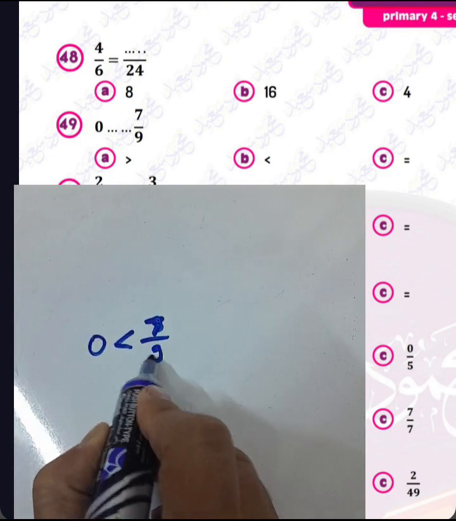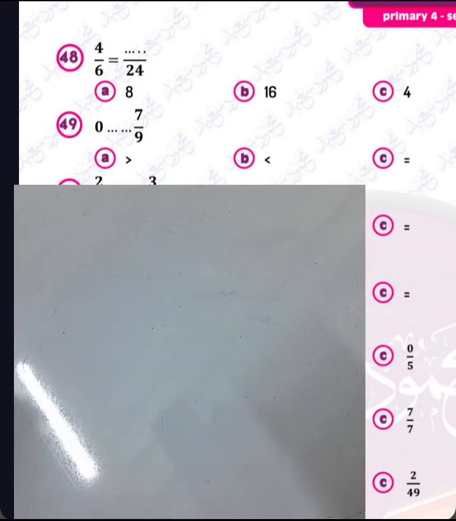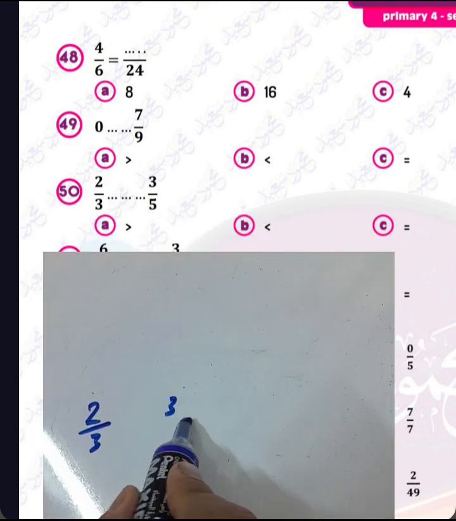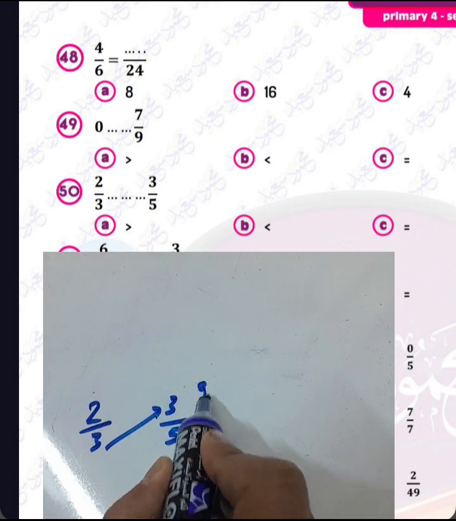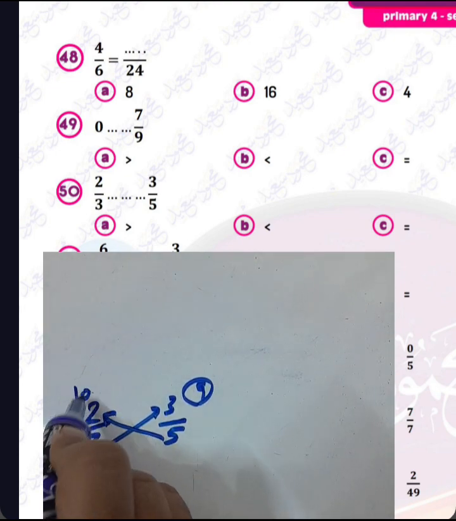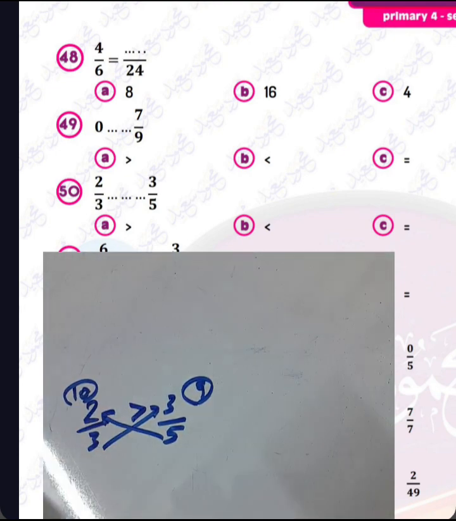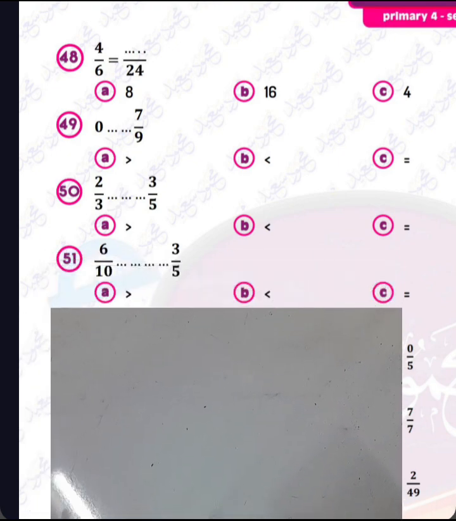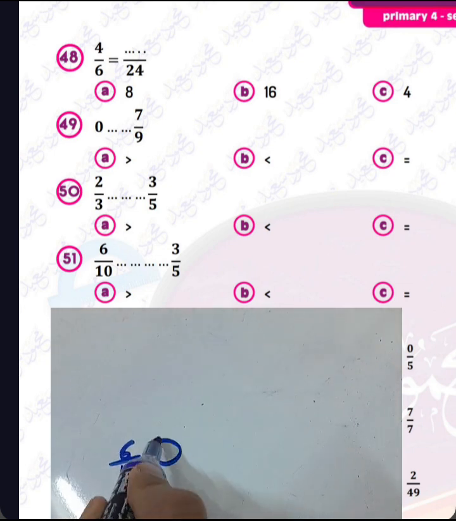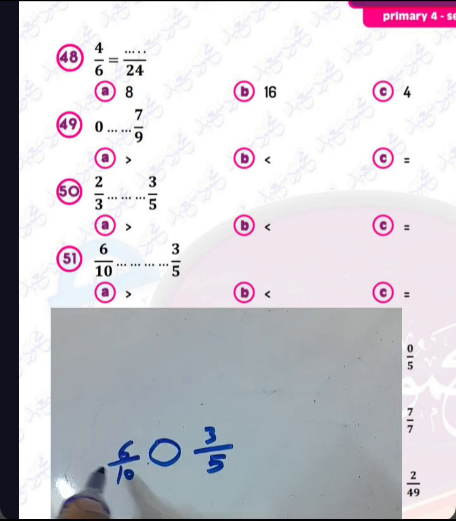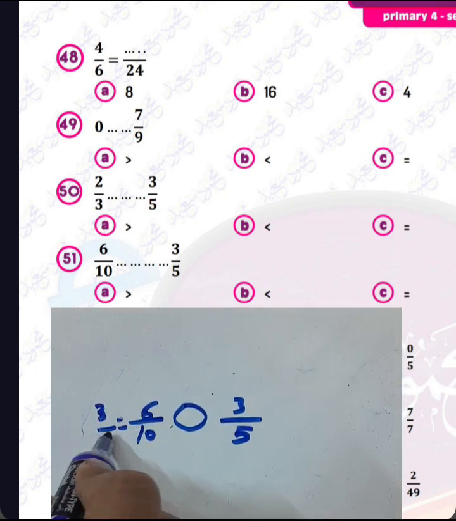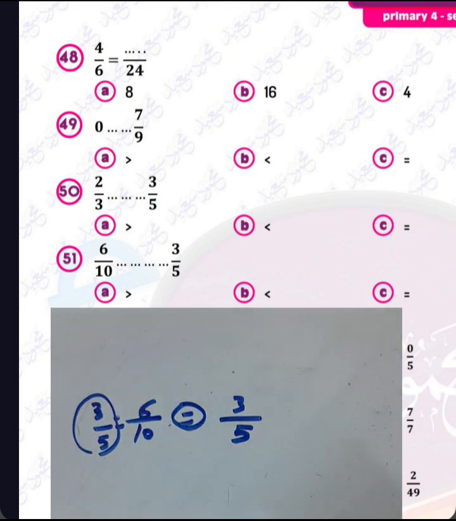Space, less than, 7 over 9. 2 over 3 or 3 over 5. We know 3 times 3 will be 9, and 5 times 2 equals 10. Then we must choose this sign. 6 over 10 and 3 over 5. We can simplify this fraction by dividing the numerator and denominator by 2. 6 divided by 2 equals 3. 10 divided by 2 equals 5. Then it's equivalent. Write equal to.